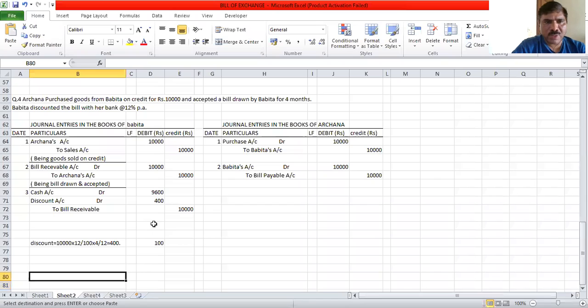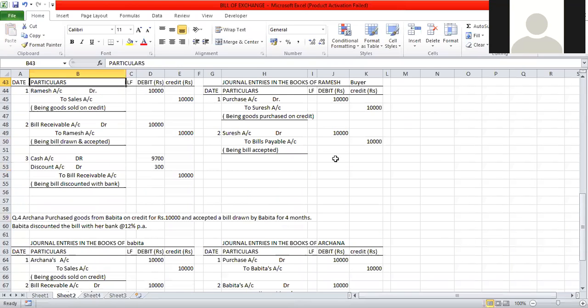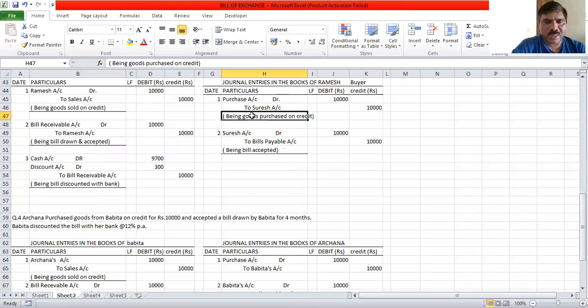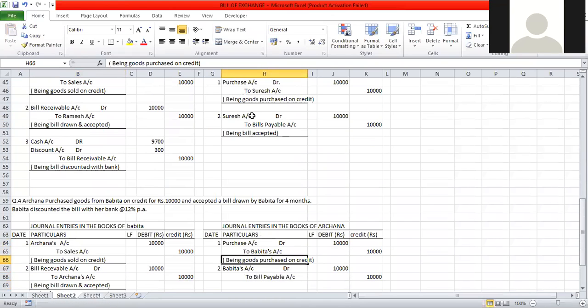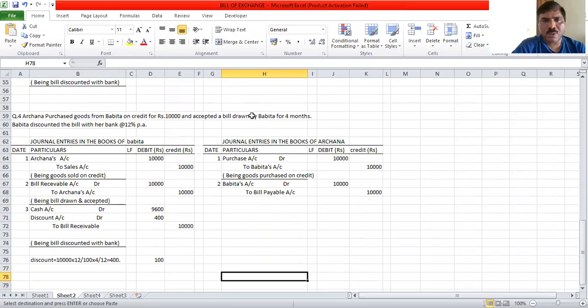Are you writing along with me? Yes, sir. Is it written? Not written? Now write, take a screenshot, then it will be easier for copying in the notebook. One who is not written. Okay.